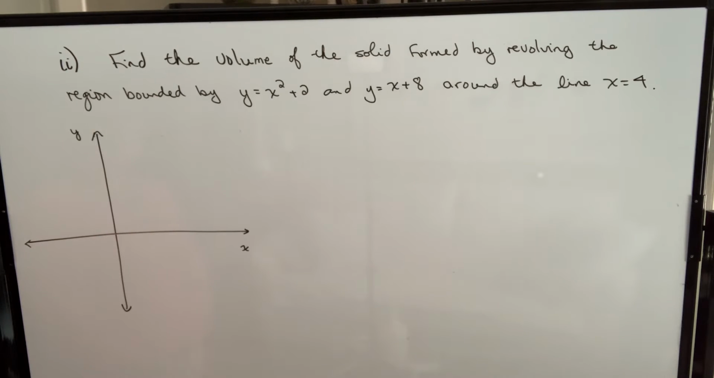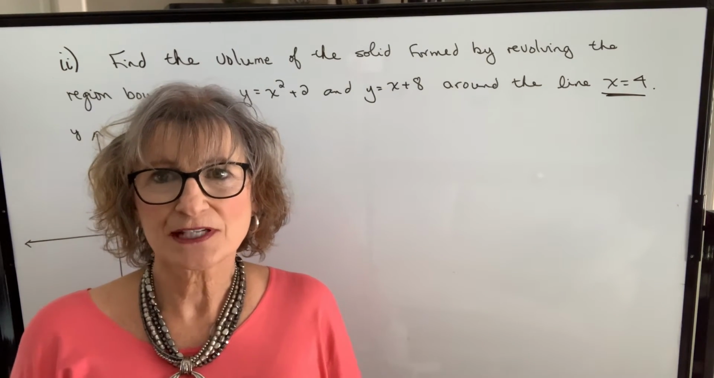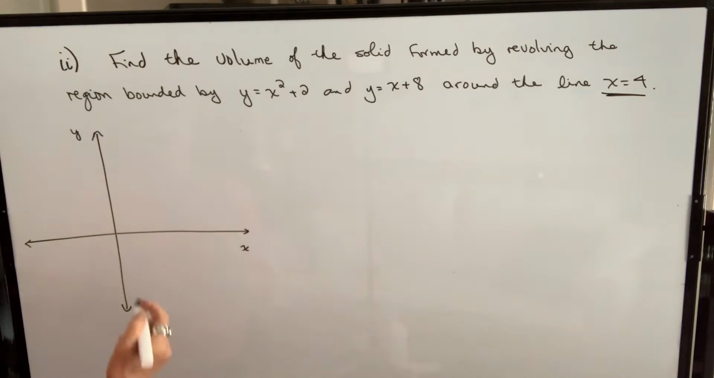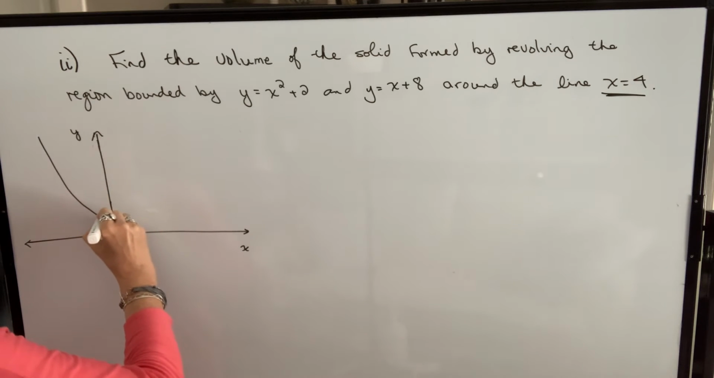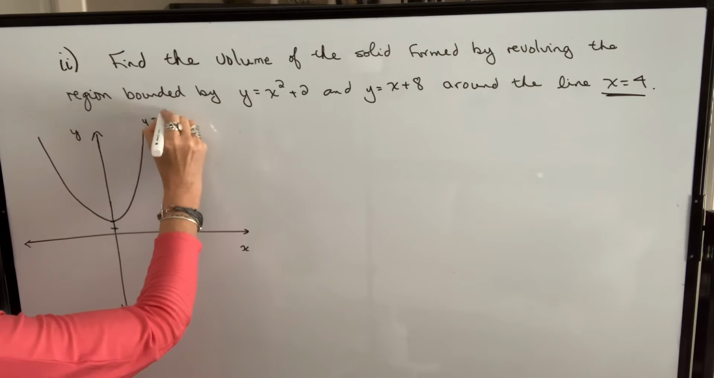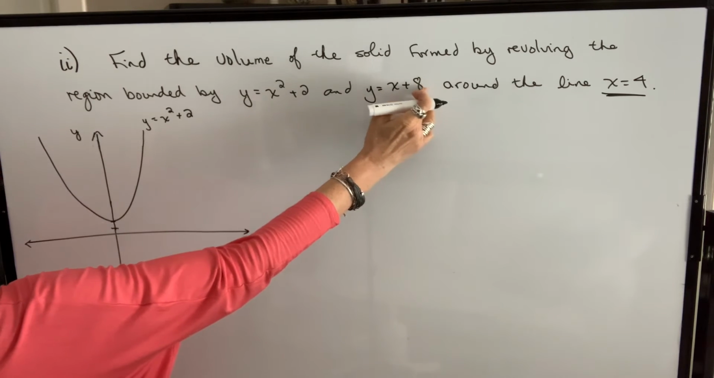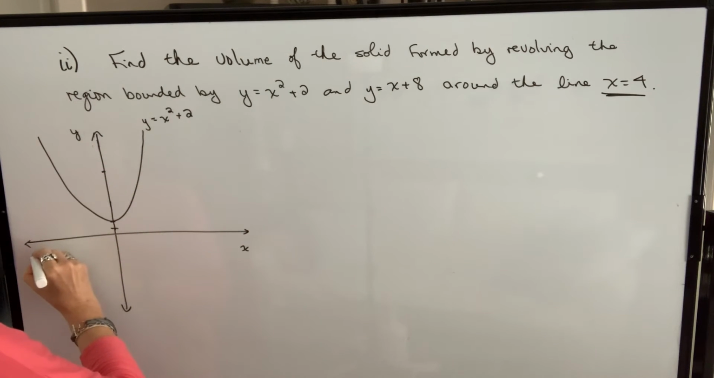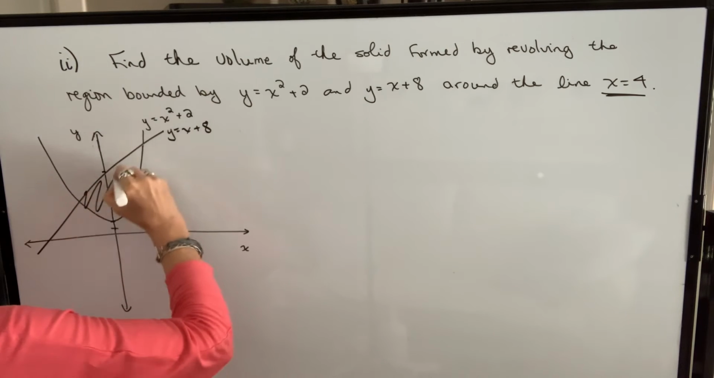So if we had the question, find the volume of the solid formed by revolving the region bounded by y equals x squared plus 2 and y equals x plus 8 around the line x equals 4, we're not revolving our area around an axis. Let's set up the graph first, and then we'll talk about how we set up the integral. So y equals x squared plus 2 is just the parabola for x squared, but it's just shifted up 2 units. Then y equals x plus 8 is a straight line, slope of 1, y-intercept of 8. So we're taking this region here.